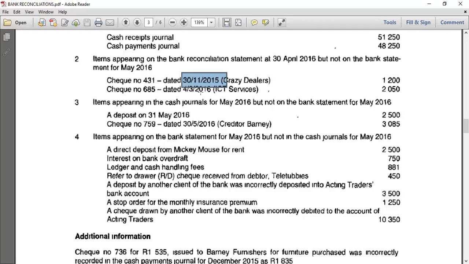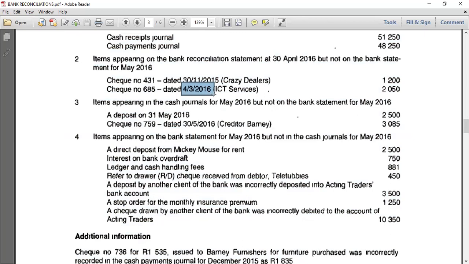Then the other check was written in April. It's only 2 months old, which means it's still valid. So when we do our bank reconciliation, this check is still outstanding, so it should be in the bank reconciliation for this month again.